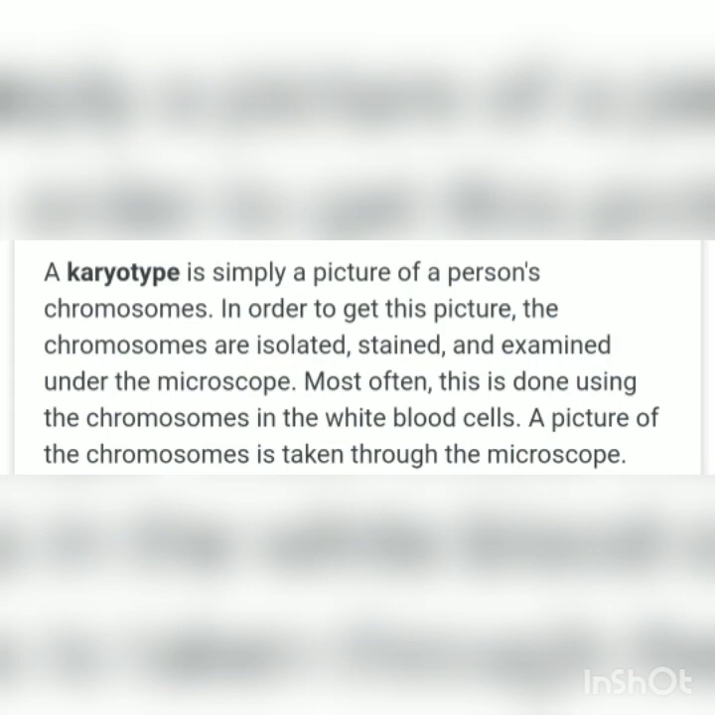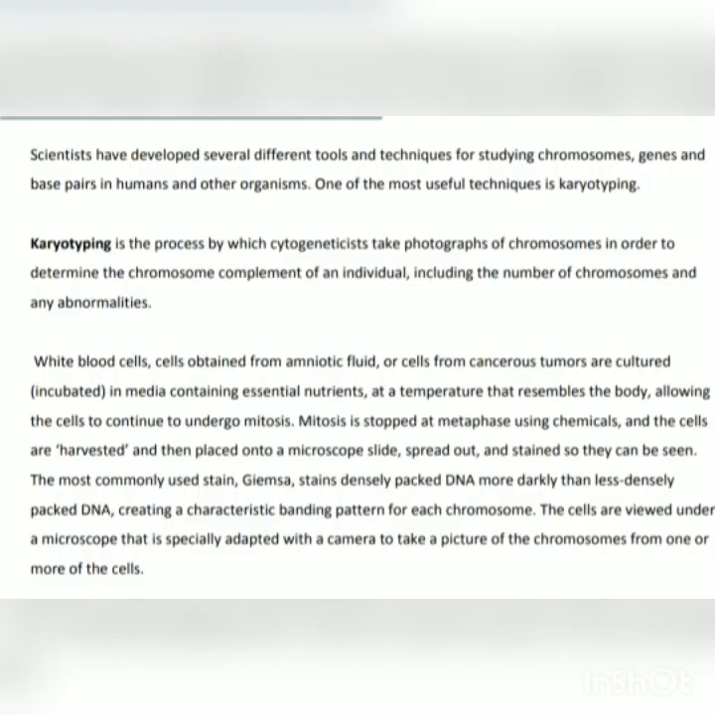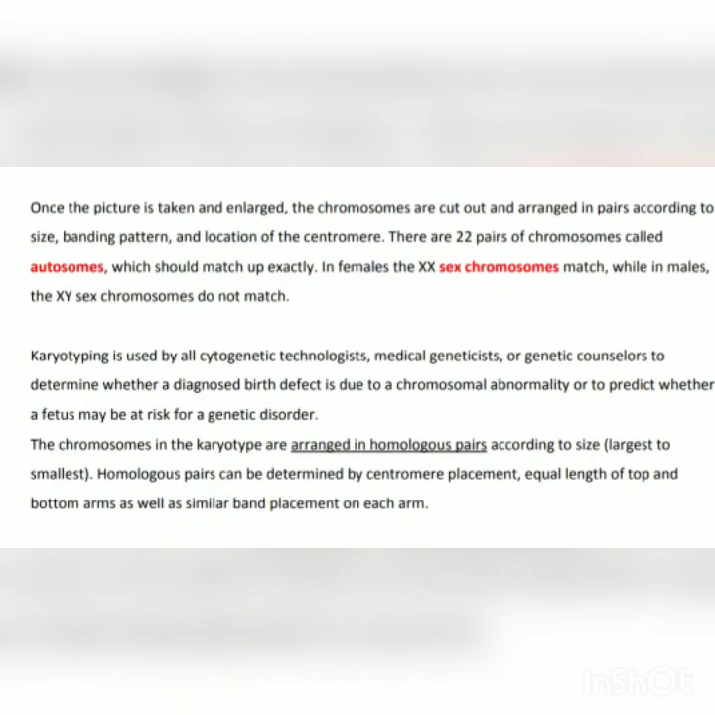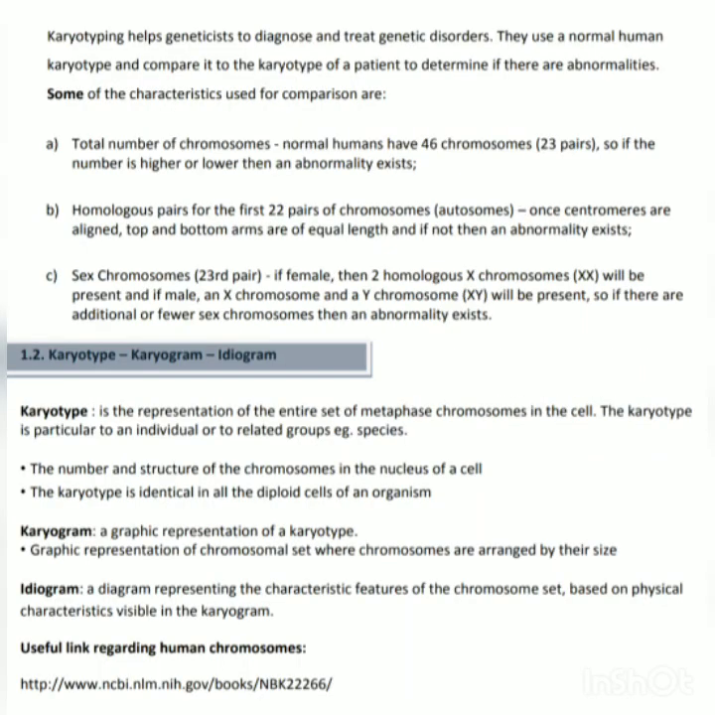Okay. So what is a karyotype? It is simply a picture of a person's chromosomes. In order to get this picture, the chromosomes should be isolated, stained and examined under the microscope. Normally white blood cells are taken and the picture is taken through a digital microscope. This is a procedure that I have already explained to you. Giemsa stain is used. This is again the same thing I am explaining.